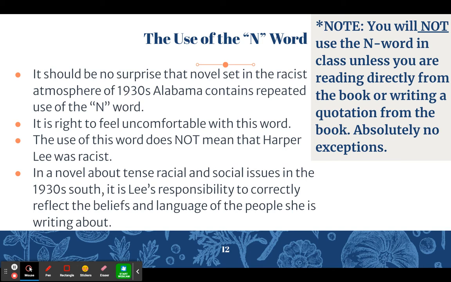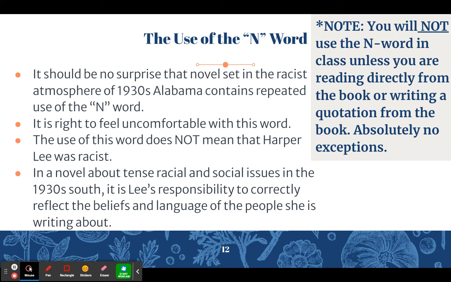And so you will see in the novel, Atticus, Scout's father, actually makes a point at some point about how people who use that word are uneducated and sort of lower class and should be looked down upon. So the message of the novel overall is definitely anti-racist, but the word is in there. So I just want you to be prepared that it is there.